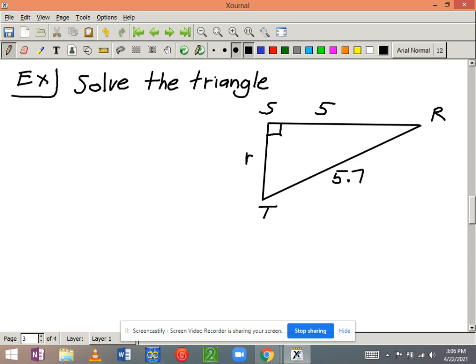Let's find angle r, though, first. So looks like it's going to be a cosine problem, doesn't it? Because if you're standing right here, let me point at that. If you're standing right here, the cosine, you know the adjacent leg is 5. You know the hypotenuse. So adjacent leg and hypotenuse, that's the cosine. So cosine of angle r is 5 divided by 5.7.